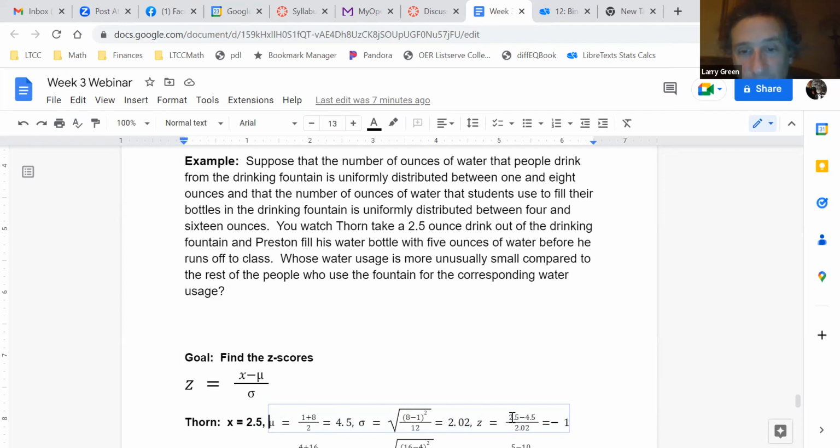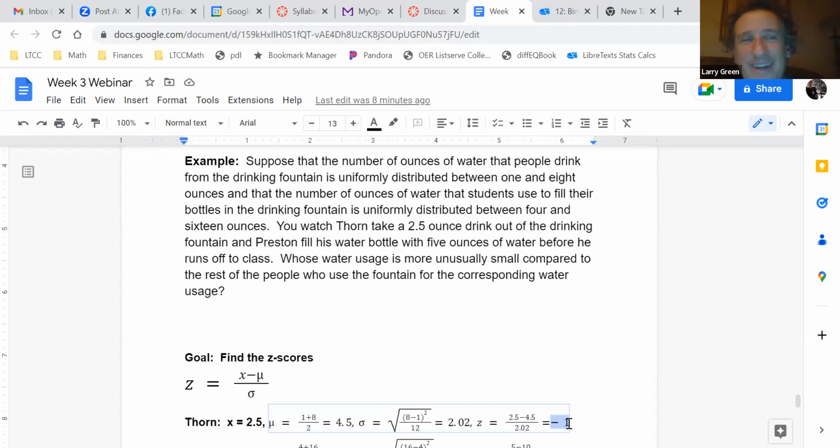Okay, then we take the z-score. Well, z is x. x was 2.5, so it's 2.5. Mu was 4.5, so there's a minus 4.5 because it's x minus mu. Sigma is 2.02, so over 2.02. And this is approximately equal to -1. It's not exactly -1, but it's within a decimal. It's pretty good. Any questions on that? By the way, is this an outlier?